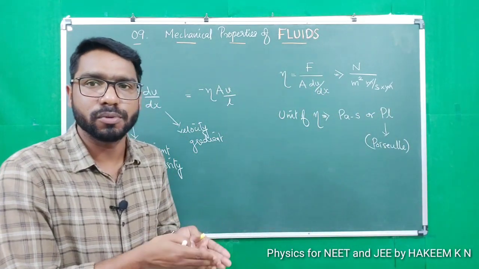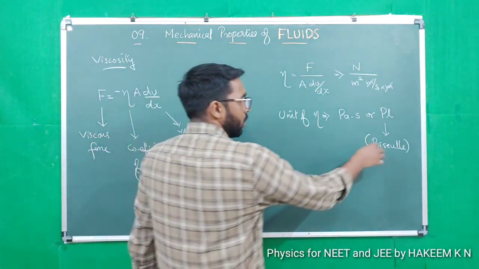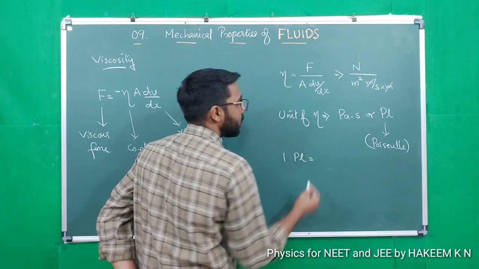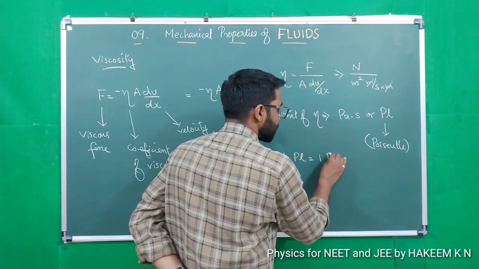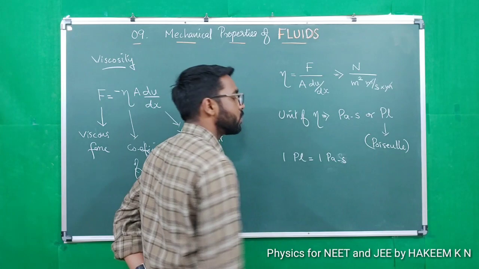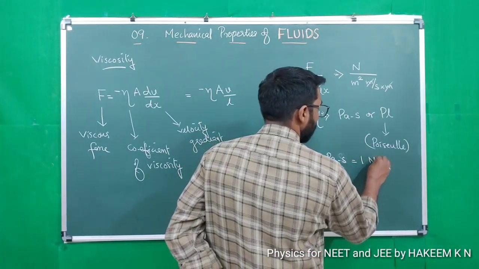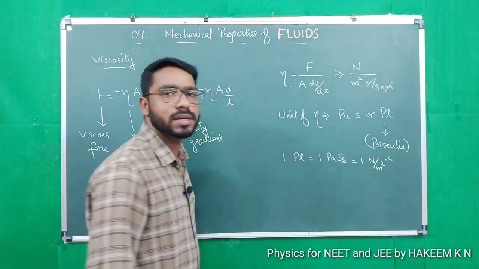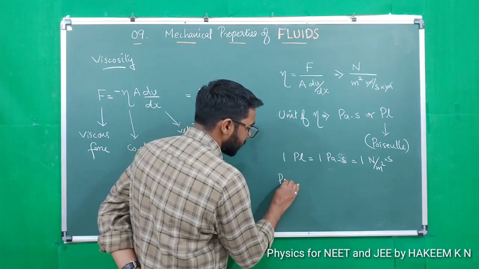Poiseuille is actually the unit: Pascal second. 1 Poiseuille is equal to 1 Pascal second, or 1 Newton per meter square into second, because Pascal is the unit of pressure.